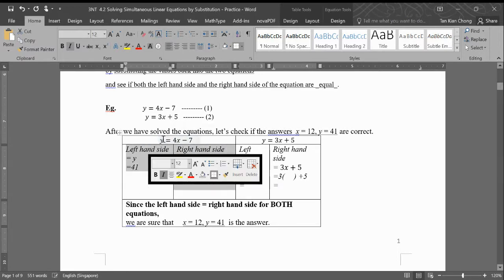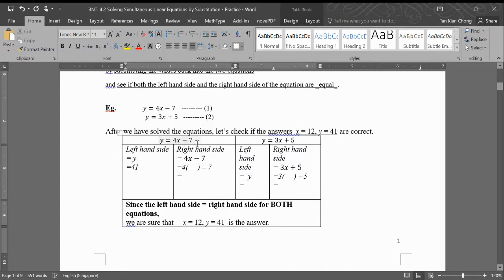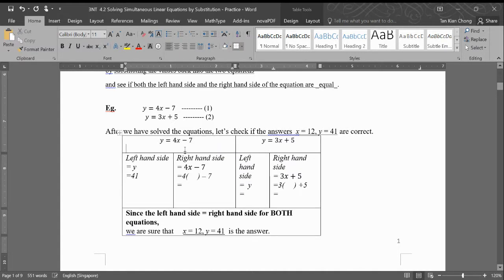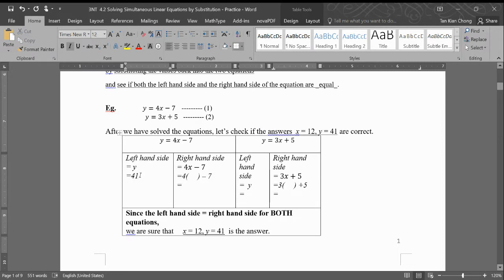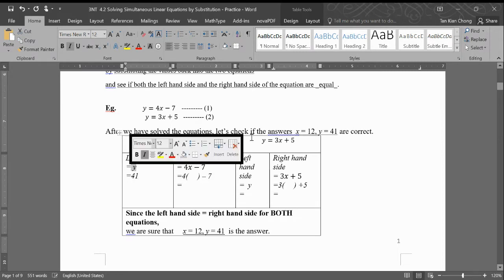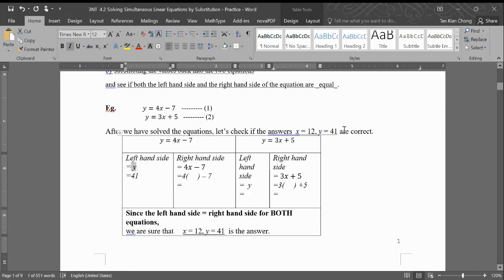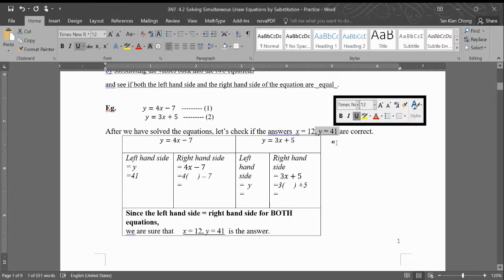Now, in this equation, y equals 4x minus 7. Y is on our left-hand side, so I write down left-hand side equals y. And just now we found the value of y to be 41, so I will write down 41 here.